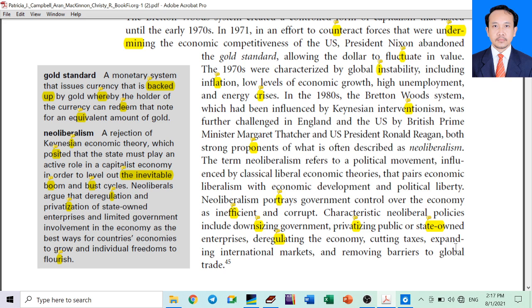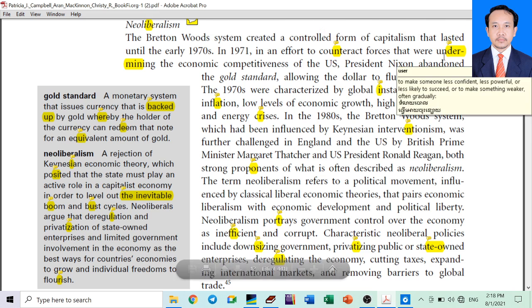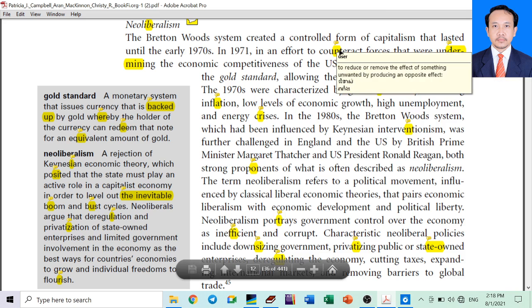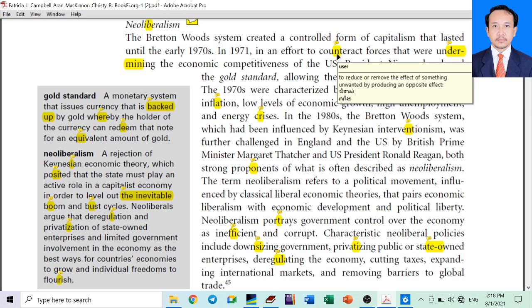Last week we studied these points: neoliberalism, free trade, and multinational corporations. We also have some vocabulary for all of you. Undermine: to make someone less confident, less powerful, or less likely to succeed, or to make something weaker, often gradually. And the next one, counteract: to reduce or remove the effect of something unwanted by producing an opposite effect.